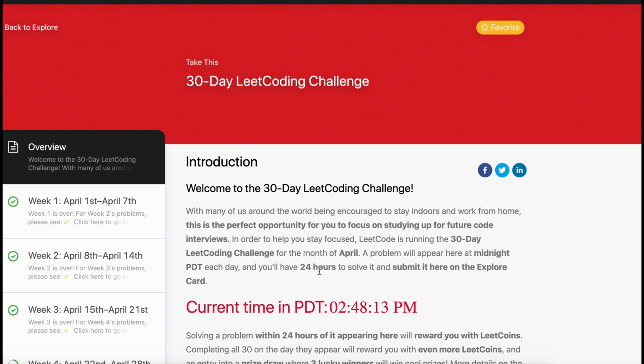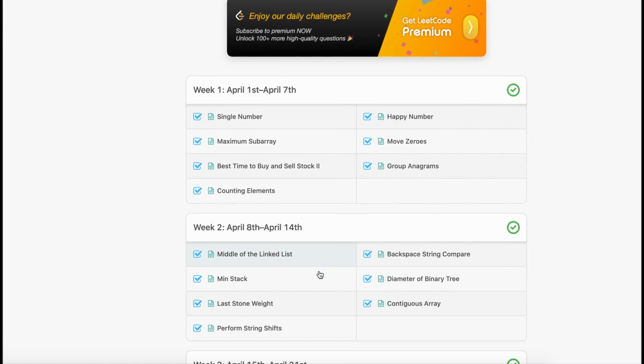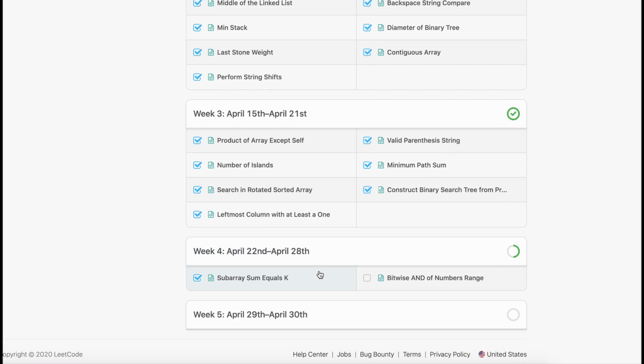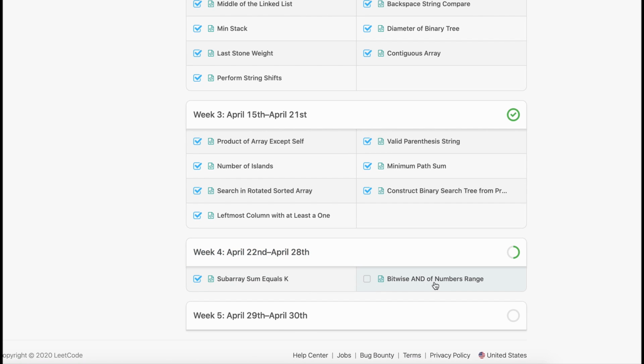Today we are going to solve the 23rd problem in the 30-day LeetCode challenge. The problem is Bitwise AND of Numbers Range. Let me open the problem.